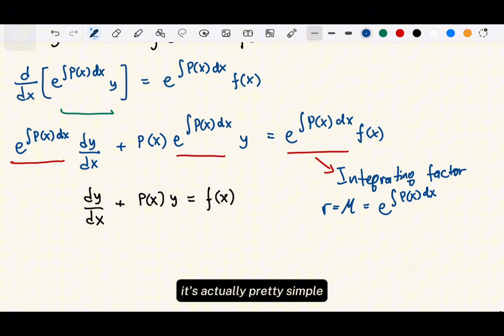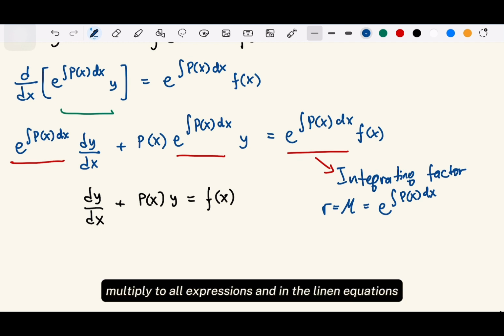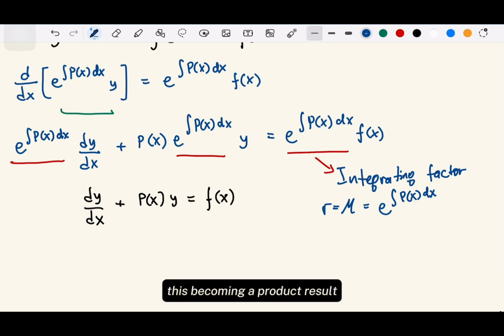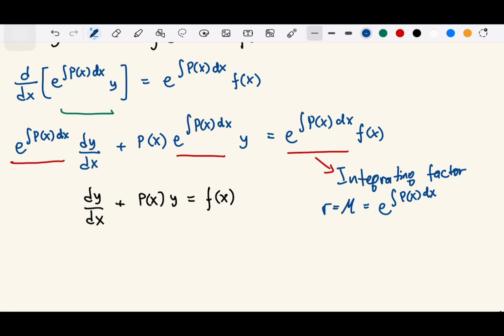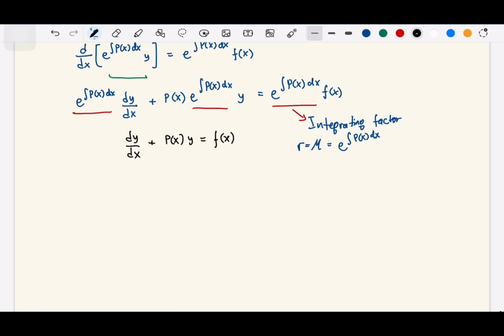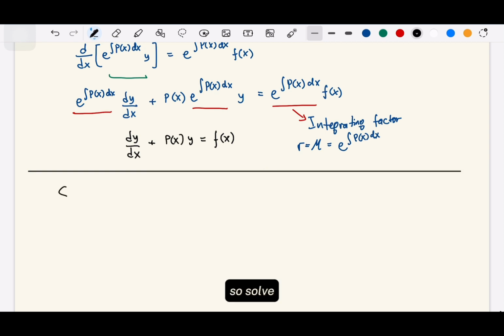It's actually pretty simple. What you need to do is find the integrating factor, multiply it to all expressions in the linear equation, and force this to become a product result. And then go here. I think it's better to use an example so that you can have a feel for it. So, solve.